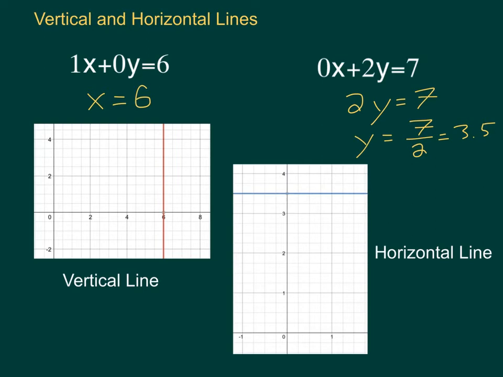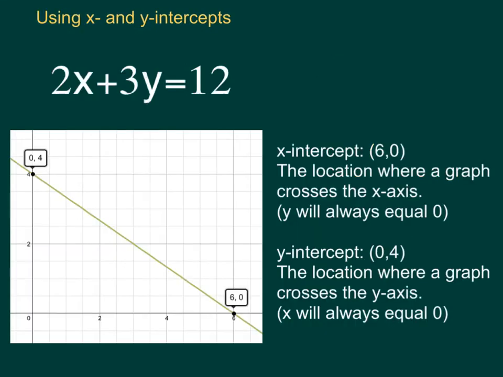What if one of our coefficients isn't 0? That's when it's more interesting. Let's take a look at those. So one thing that's really convenient with standard form is that we can use the x and the y-intercepts.